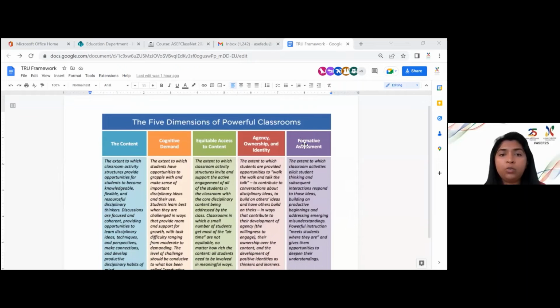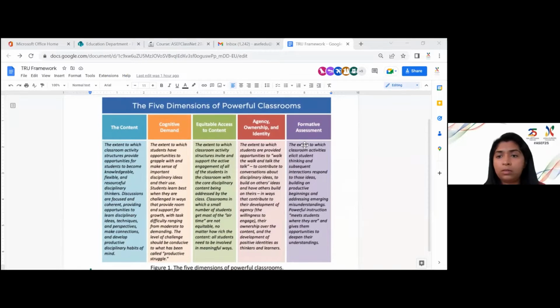So do you see this true framework? Okay, so all we need is the description for this one, content.